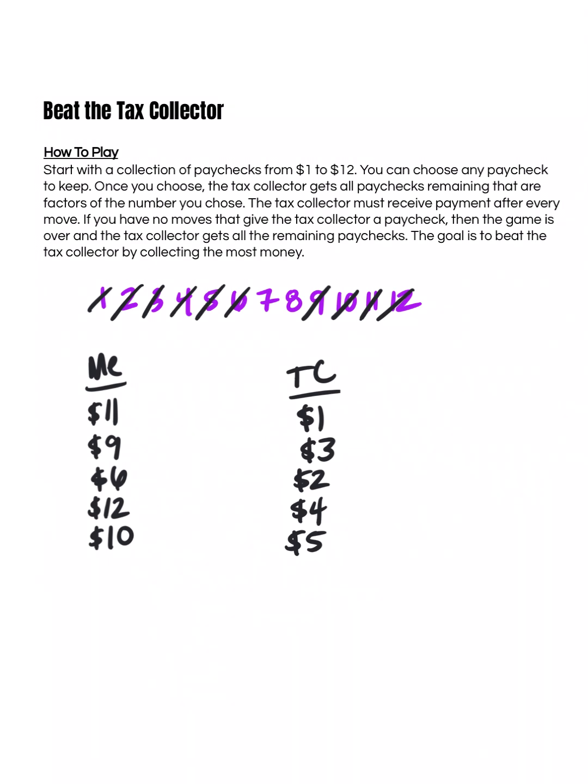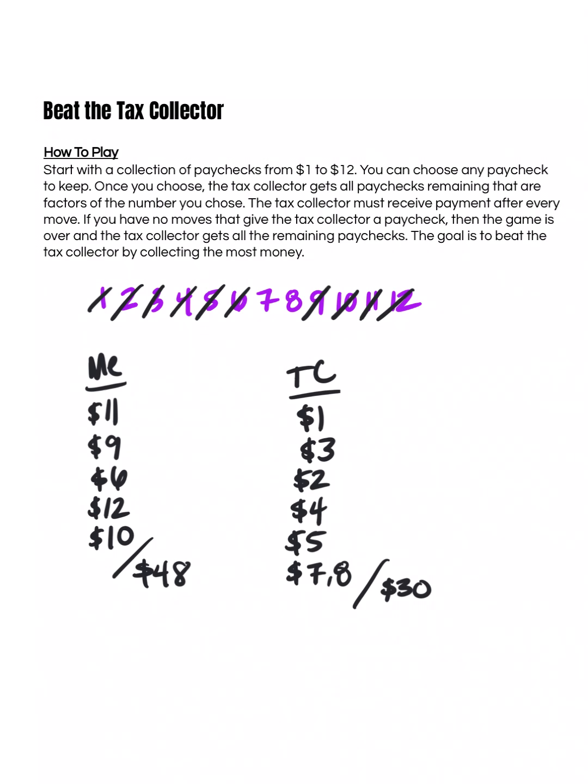Because the 2 is gone, I can select the 10, and the tax collector only gets the 5. And now it looks like I am out of moves. Because I can't pick the 8, there's no remaining factor, and I can't pick the 7, there's no remaining factor. So the tax collector will automatically get the 7 and the 8. So let's see how I did.